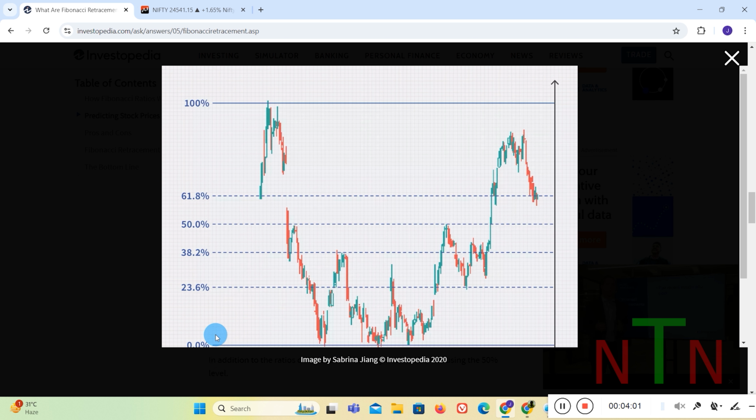When you draw a Fibonacci from this level to 100%, there are levels: 23.6%, 38.2%, 50.0%, 61.8%. When there is a movement from 0 to this 100 level, there will be retracement at 23.6, 38.2. The market will respect these levels and go as a retracement. So let us see how we can plot this in our chart. This is the Fibonacci retracement detail.